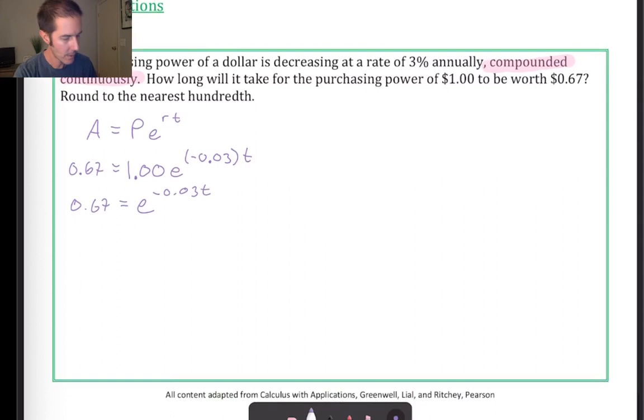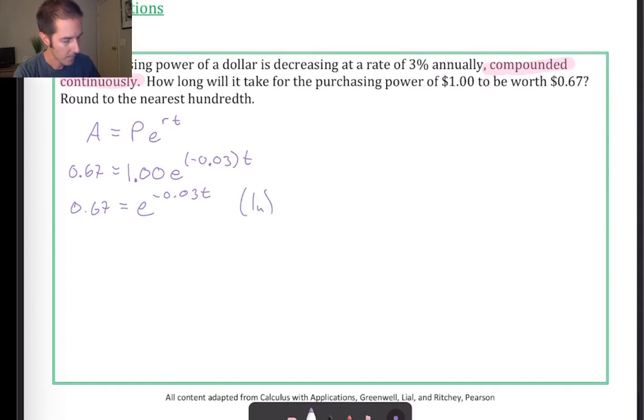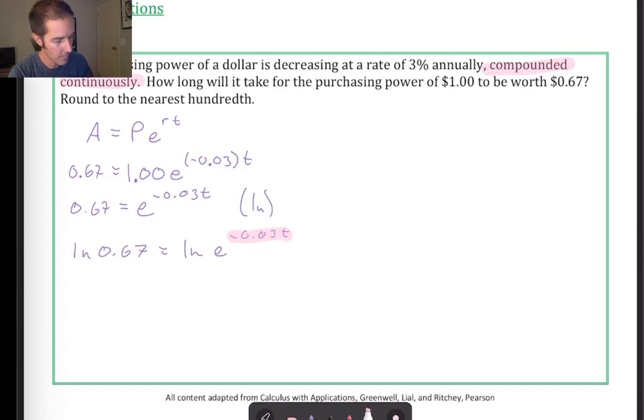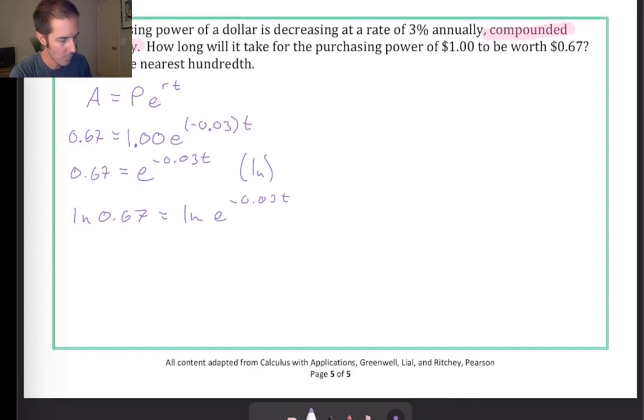I'm still going to take the natural log of both sides. So we have the natural log of 0.67 equals the natural log of e to the negative 0.03 t. All right, how does that help me again? Well, I can use the reverse power rule. I can take that exponent and bring it out front of the natural log like it's a coefficient. So let's make that move.